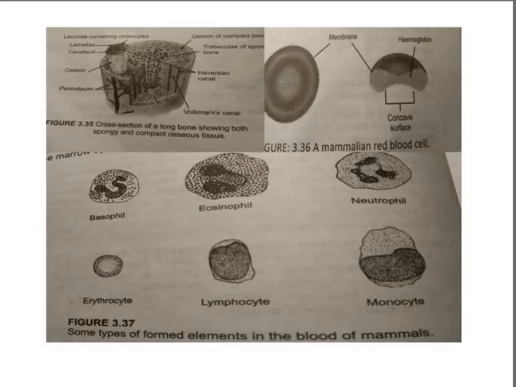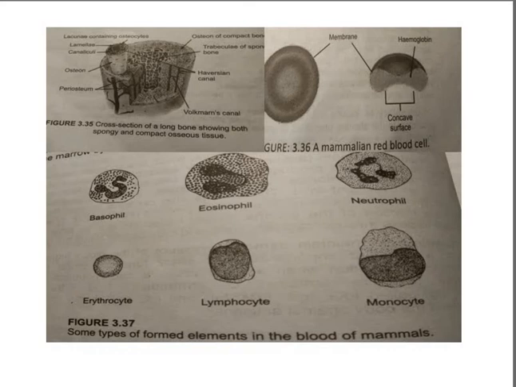Now you see some more different types of elements in the blood of mammals. In the small sub-diagrams above, there is a cross-section of a long bone showing both spongy and compact osseous tissues. You study that yourself. Again above, the second small diagram shows a mammalian red blood cell and its structure.